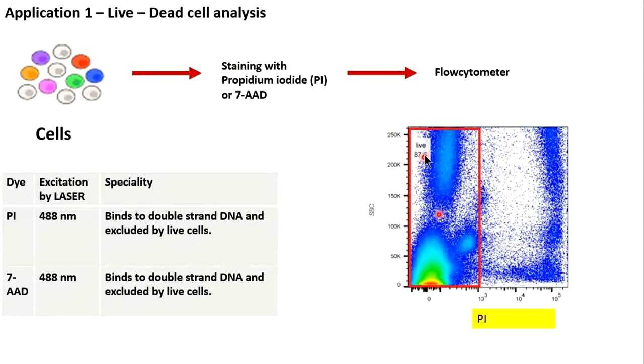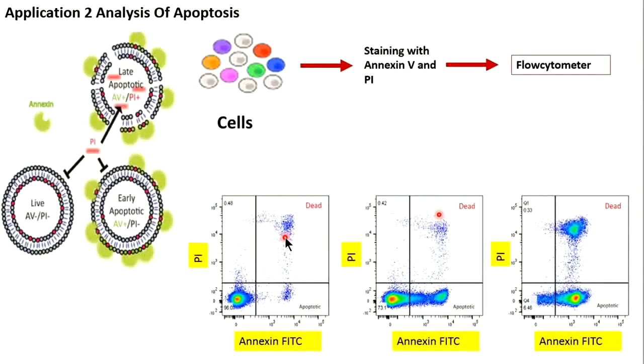Right? Next application, we can analyze apoptosis. Very interesting thing. So imagine a person is working on an anti-cancer drug, and wants to know that if he or she adds a drug to the cancer cells, whether the cells are dying or not, and whether they are following the apoptosis pathway. How can we analyze it by flow cytometry? Very easy.